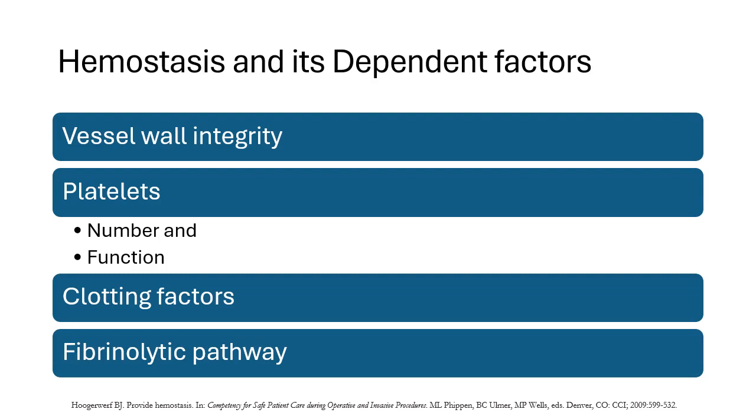Proper functioning of platelets is important because platelets are required in the coagulation process, because their aggregation begins with the initial formation of a platelet plug. A higher than normal number of platelets leads to thrombocytosis, and lower levels lead to thrombocytopenia. And finally, a proper function of the fibrinolytic pathway is also very important.